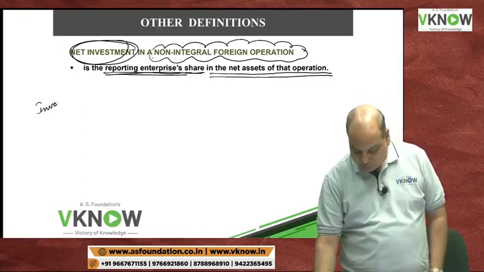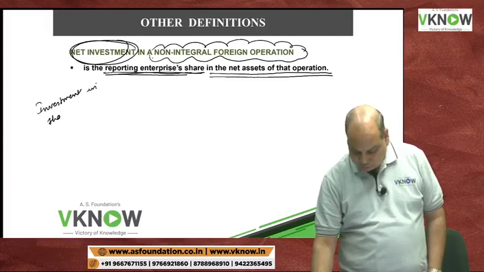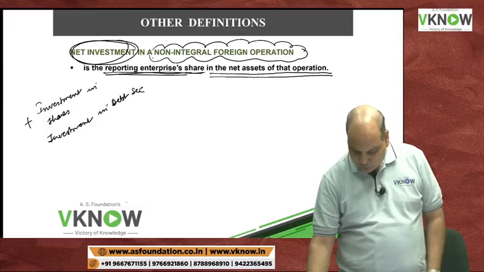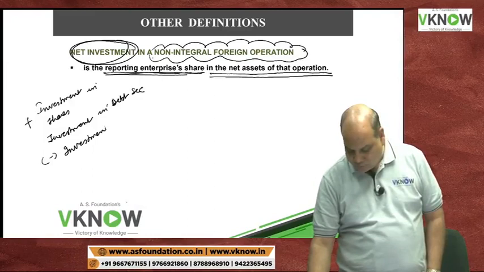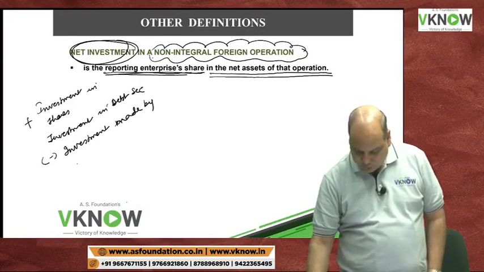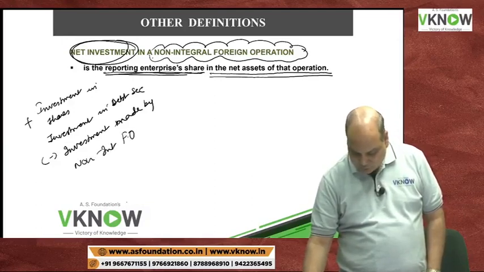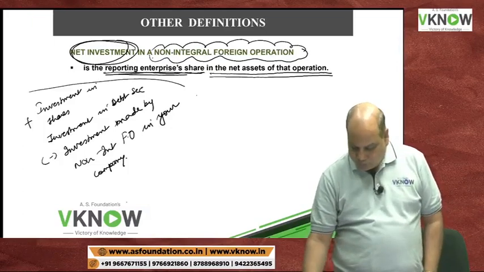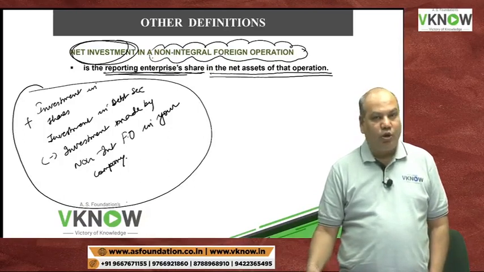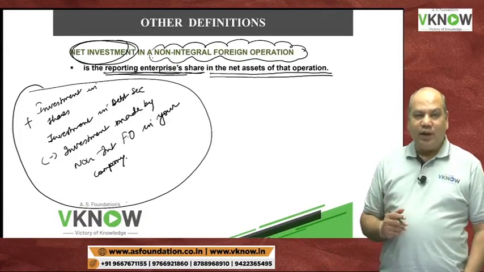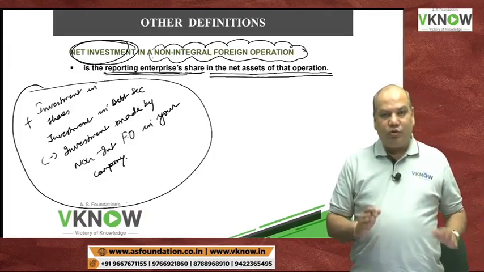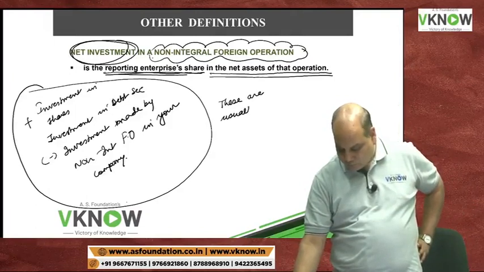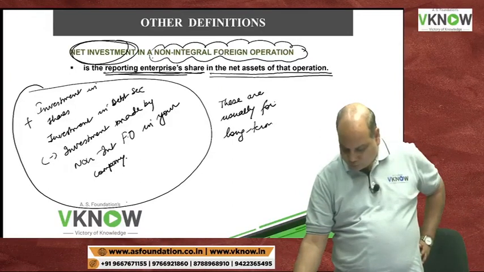So you will take here investment in share plus investment in debt security, minus, sometimes they may invest in your company, minus investment made by the non-integral foreign operation in your company. That is why the word used is net. Investment made by you in the form of share, debenture, bond, loan, minus investment made by that company in your loan or debenture. So that is net investment in non-integral foreign operation. These are usually for long term.